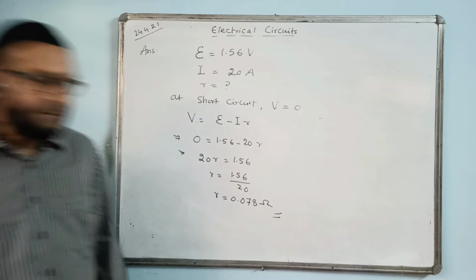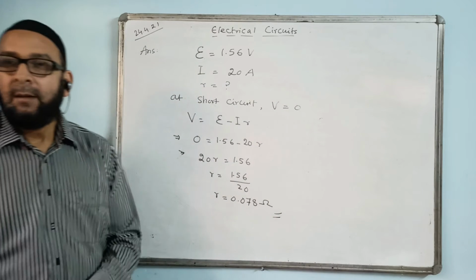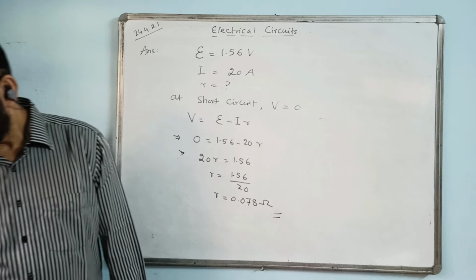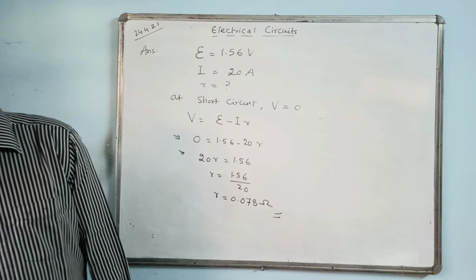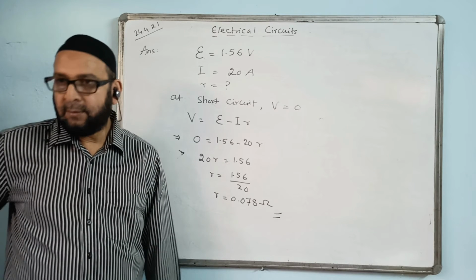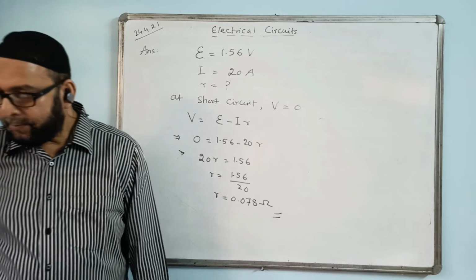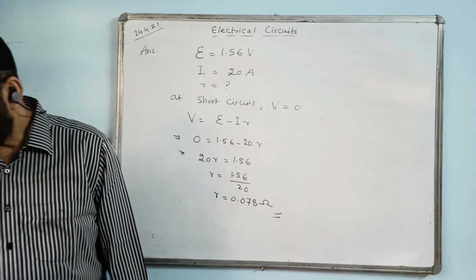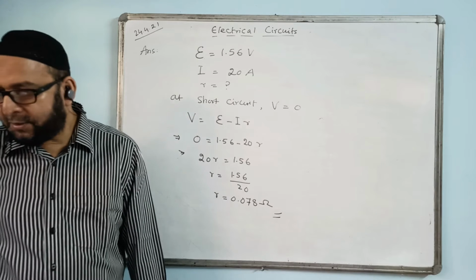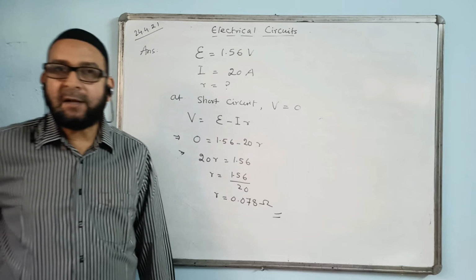A 2-volt battery with internal resistance 0.1 ohm is charged with a current of 5 ampere.